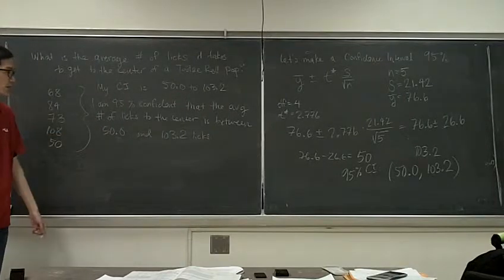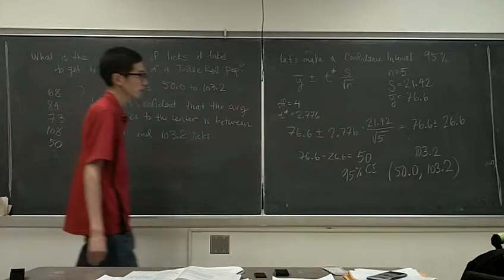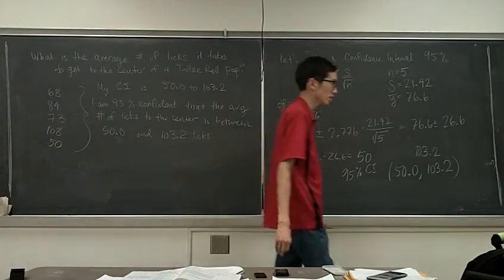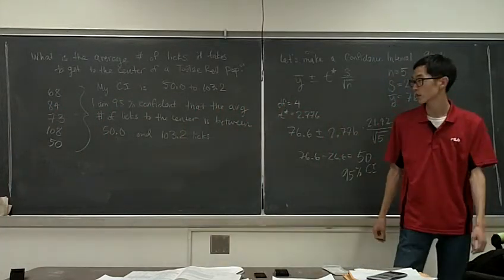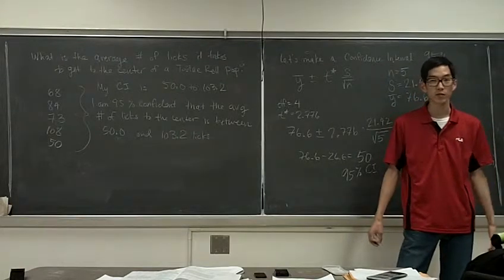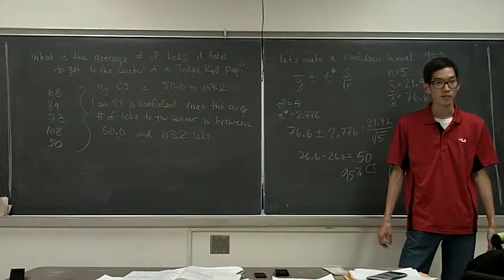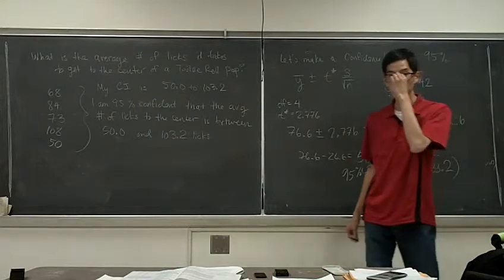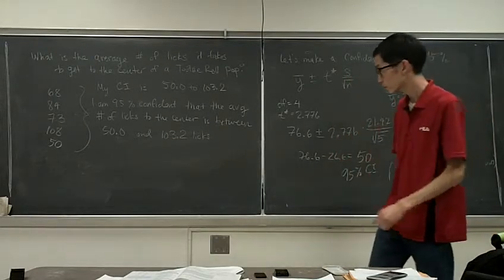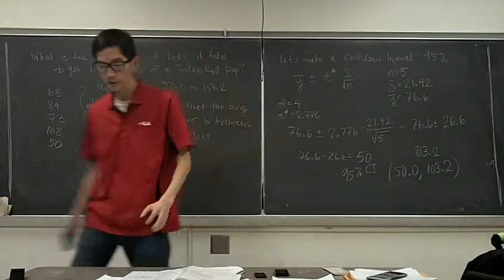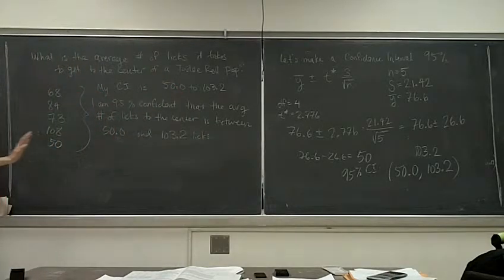Does this confidence interval provide evidence that the number of licks it takes to the center of a Tootsie Roll Pop is not 25? Okay, so theoretically it's possible that the average is actually only 25, but this provides pretty good evidence that it's not 25. Okay, why? Because 25 is not in the interval.